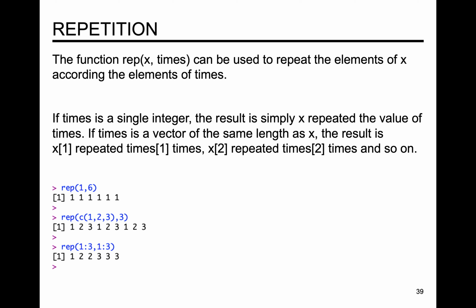The next one's a little bit trickier. So the vector 1, 2, 3 is going to be repeated in a special way. The first element 1 will be repeated 1 time. The second element 2 will be repeated 2 times. And the third element 3 will be repeated 3 times. That's why you see 1, 2, 2, 3, 3, 3.